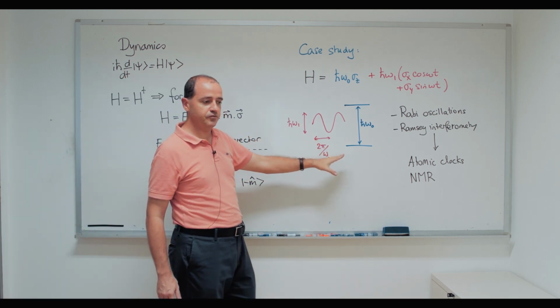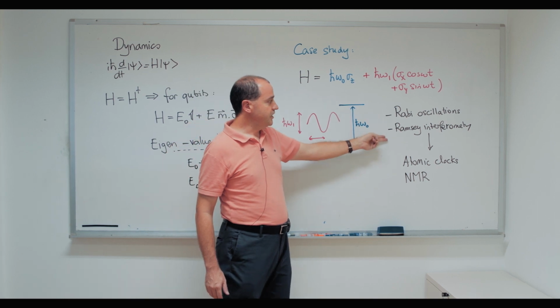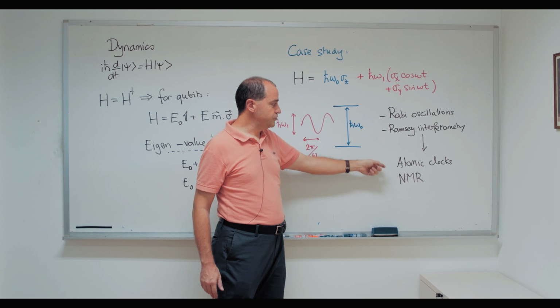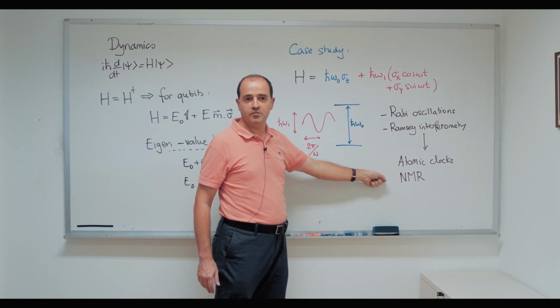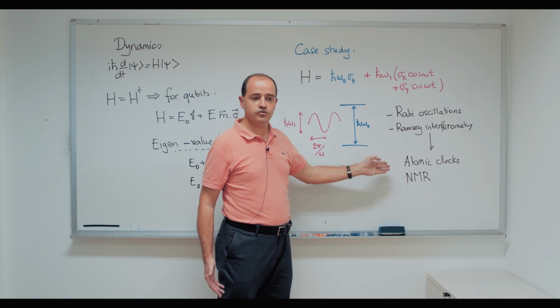This Hamiltonian describes very important phenomena, the Rabi oscillation and the Ramsey interferometry, that in particular this one is used in atomic clocks and in nuclear magnetic resonance or magnetic resonance imaging. So we are going to discuss in a sort of qualitative way these applications of quantum mechanics.